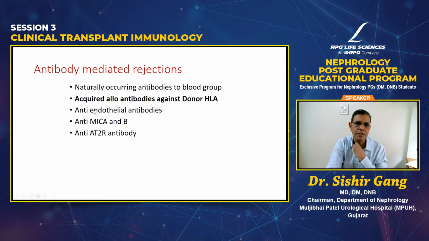There are other antibodies which are important as endothelial antibodies, MICA and angiotensin II receptor antibodies. But these we will not discuss much, and most of the time we will spend on the alloantibodies because these are the most polymorphic antigens in the human system, and antibodies against them are very important for graft rejection.